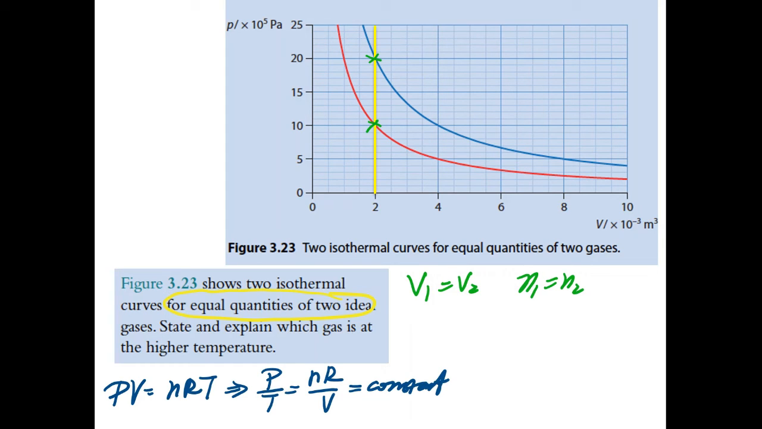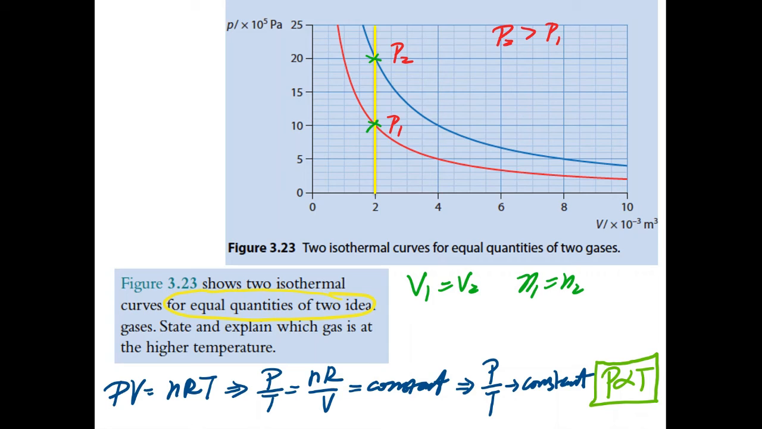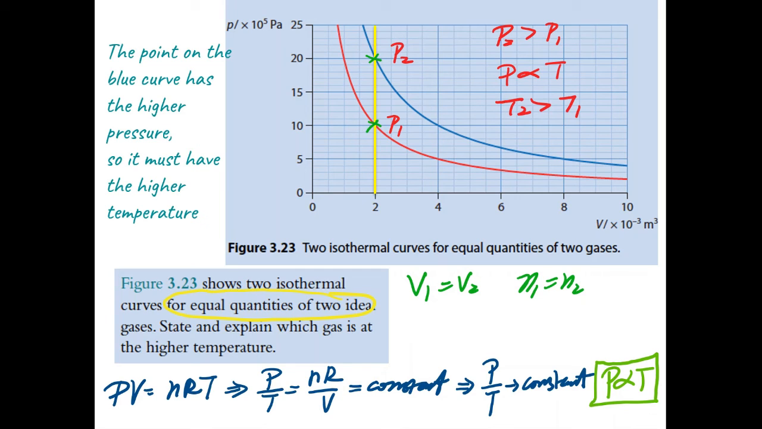Rearrange: P over T equals nR over V. As n is constant, R is constant, and the volume is constant, P over T is constant. That means pressure is proportional to temperature. So that's P2. This is P1. P2 is larger than P1, and we know that pressure is proportional to temperature. So T2 is larger than T1. So the point on the blue curve, the upper curve, has a higher pressure, so it must have the higher temperature.